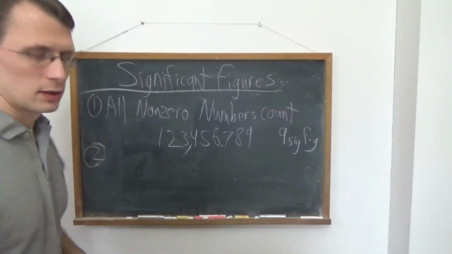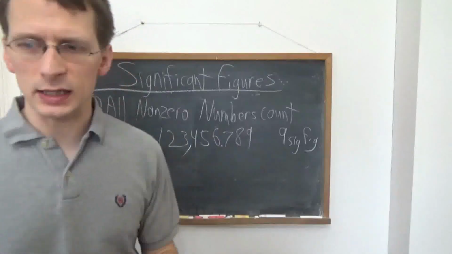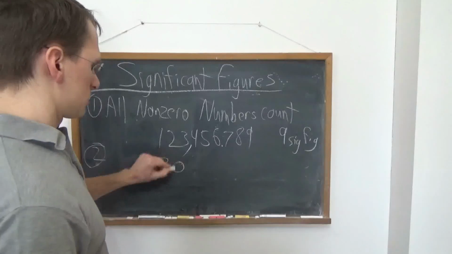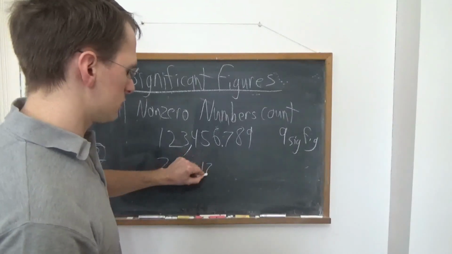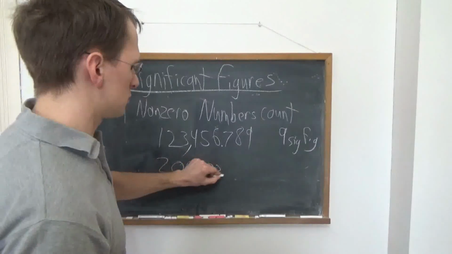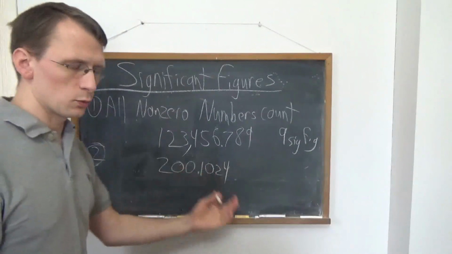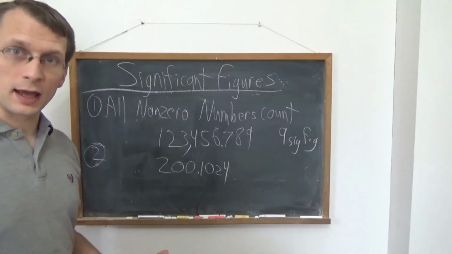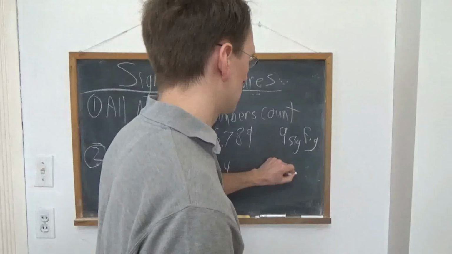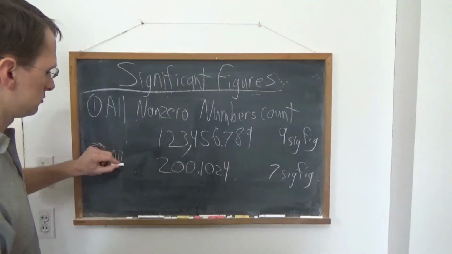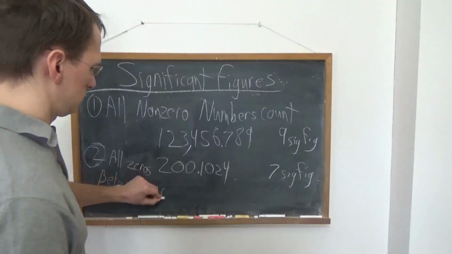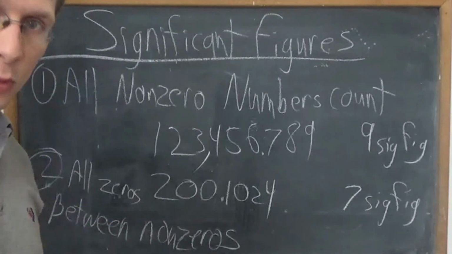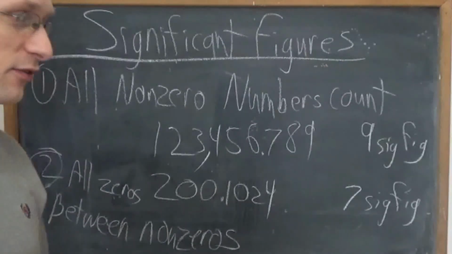Rule number 2 is that all zeros in between non-zero numbers count as significant figures. So if you have 200.1024, all 7 of those would count as significant figures. All zeros that are between non-zero numbers, 1 through 9, count as significant figures.